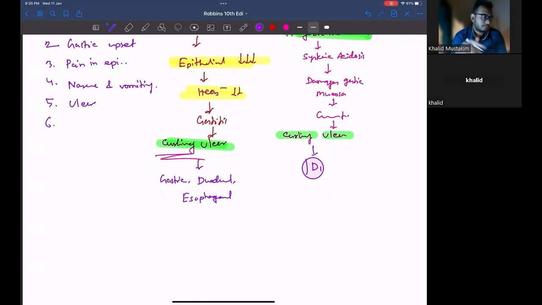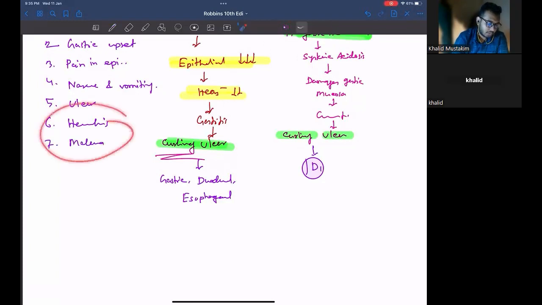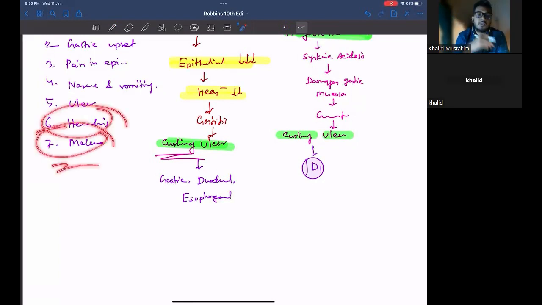So we call it hematemesis. Okay. Then another type of patient may come to you and tell you, doctor, I am passing stool, but my stool is mixed with blood. That is melena. So these two are the last. If a patient finds vomiting with blood or stool with blood, definitely he or she will come to you.